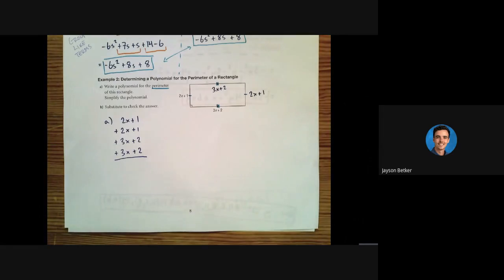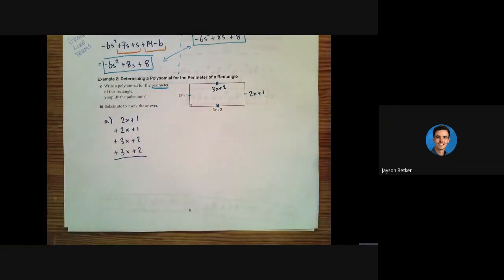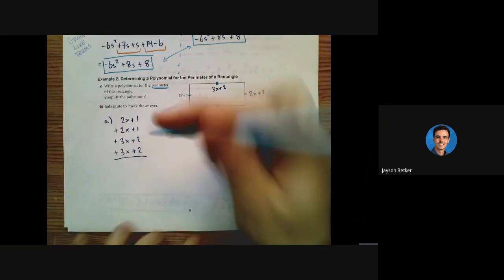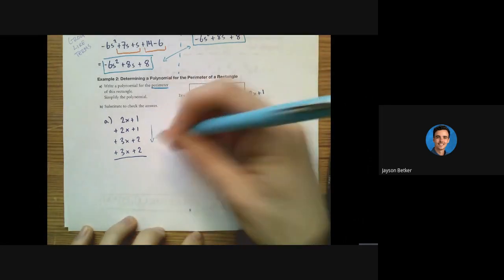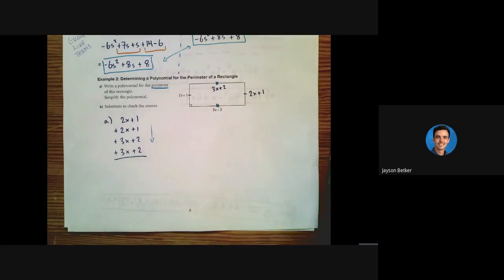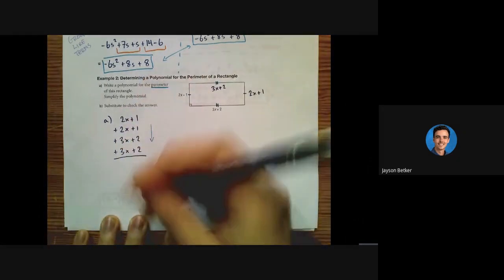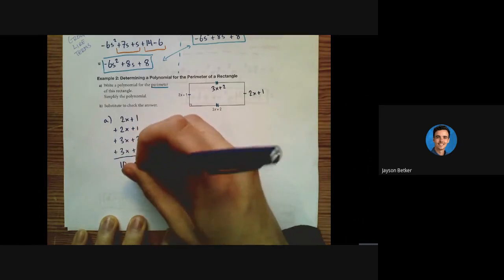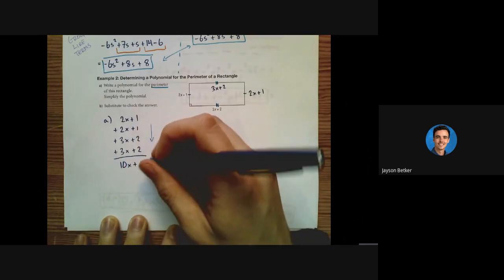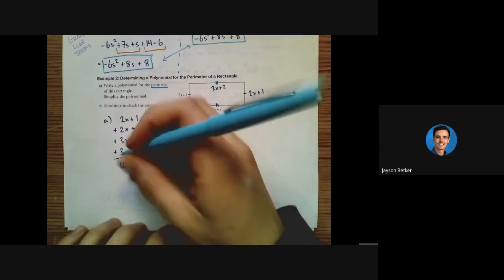It's that easy. We just need to make sure we're basically doing the same thing as we did horizontally. We're grouping the like terms. We're just grouping them vertically. So adding them all up like this, we should get 1 plus 1 plus 2 plus 2 should give us 6, and 2 plus 2 plus 3 plus 3 should give us 10. So we should get 10x plus 6. So that is our perimeter.